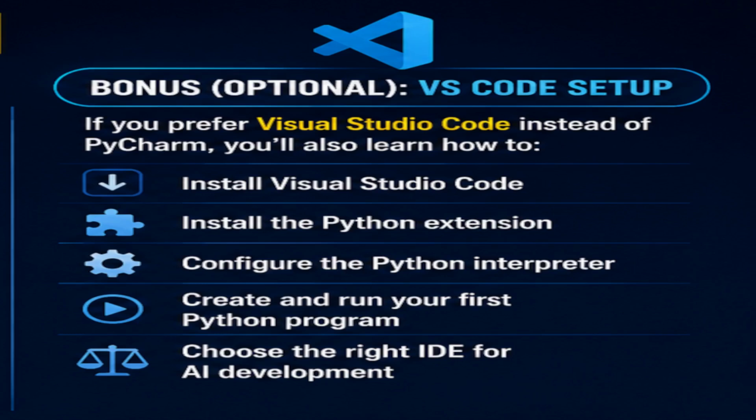If you prefer Visual Studio Code instead of PyCharm, I'll also show you how to: 7. Install Visual Studio Code. 8. Install the Python extension. 9. Configure the Python interpreter. 10. Create and run your first Python program. 11. Choose the right IDE for AI development.